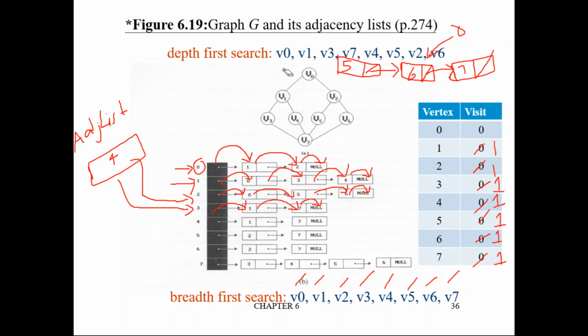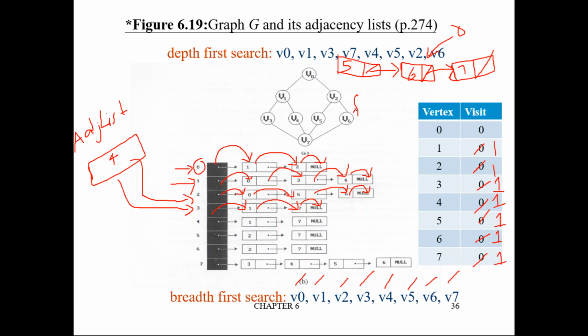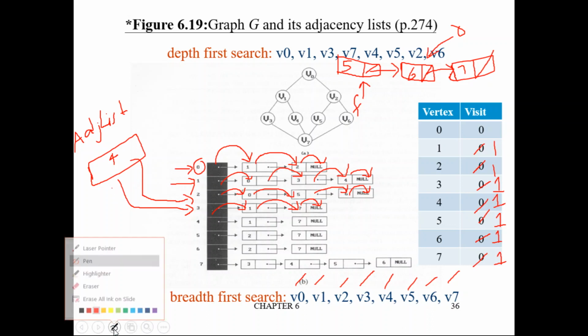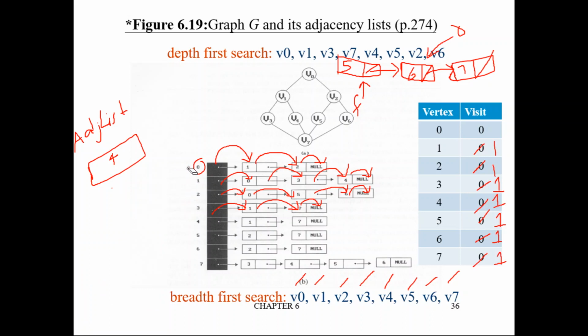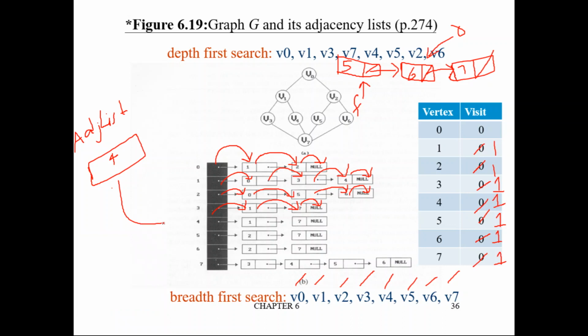Now front is pointing to 5. Currently 4 means it is the adjacency list of 4. What is the adjacency list of 4? This is pointing to node 1. Is it visited or not? Yes. 1 is pointing to 7. Is it visited or not? Yes. Next, it's null. So whenever there is null, you have to remove. So remove 5.